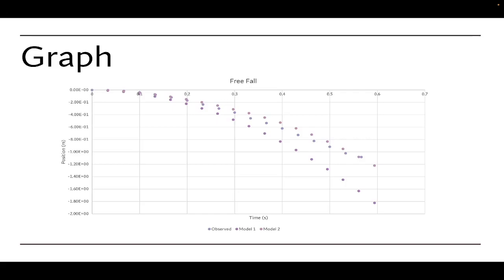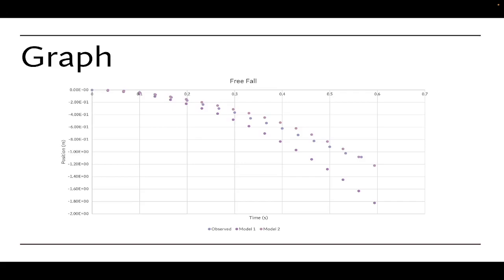If we observe the graph, we have three graphs here. We have the observed position, which is taken directly from Tracker. We have model 1, which uses only the force of gravity, and we have model 2, which accounts for both the force of gravity and the force of drag. As you can see, model 2 is much closer to the observed motion than model 1.